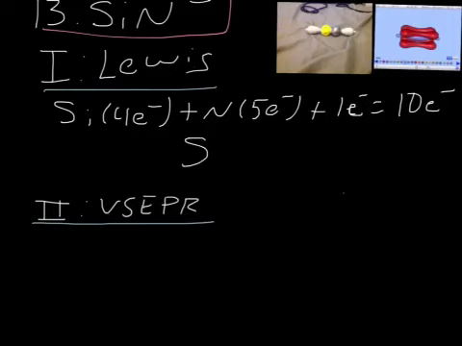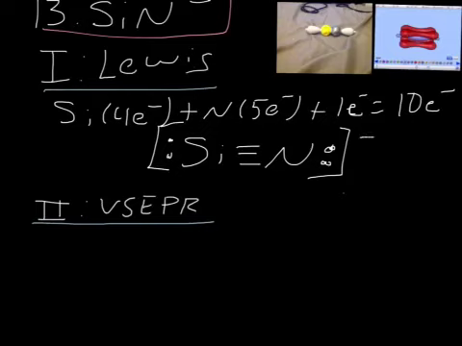So we're going to have silicon right here, triple bonded to nitrogen. We're going to have one lone pair next to the nitrogen, and another lone pair next to the silicon, giving us a grand total of 10 valence electrons. But since we know that this compound is negatively charged, we must show that by drawing brackets with a negative sign indicating the negative charge.